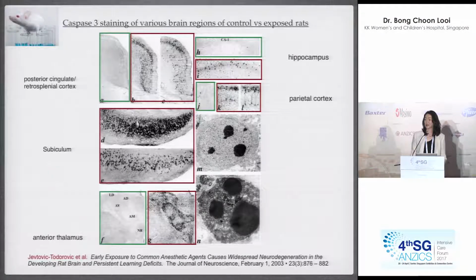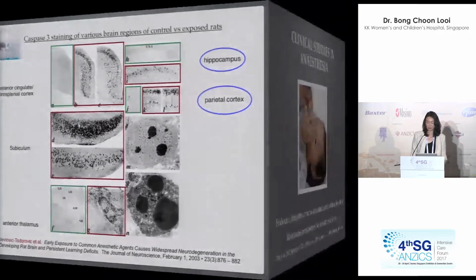This experiment has been repeated multiple times in various species, and it is now without a doubt that it happens in primates as well. It happens in all animal species, but we don't know about humans, right? The areas that are most commonly affected are the hippocampus and parietal cortex, areas associated with memory and learning. So the natural thing is then to try to extrapolate this to humans.